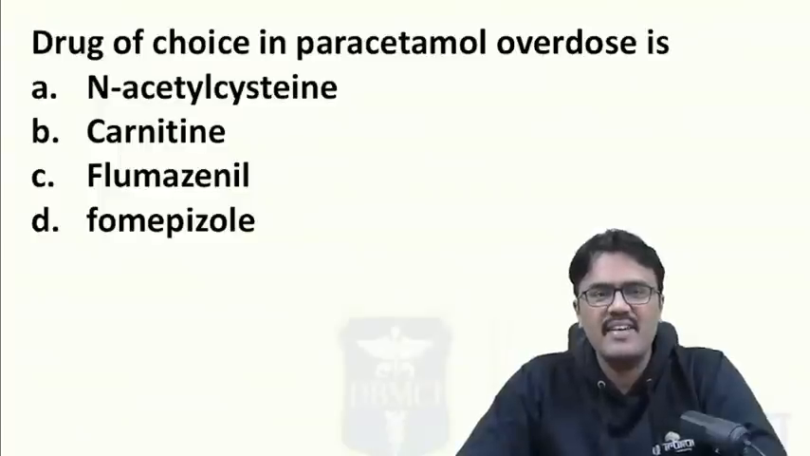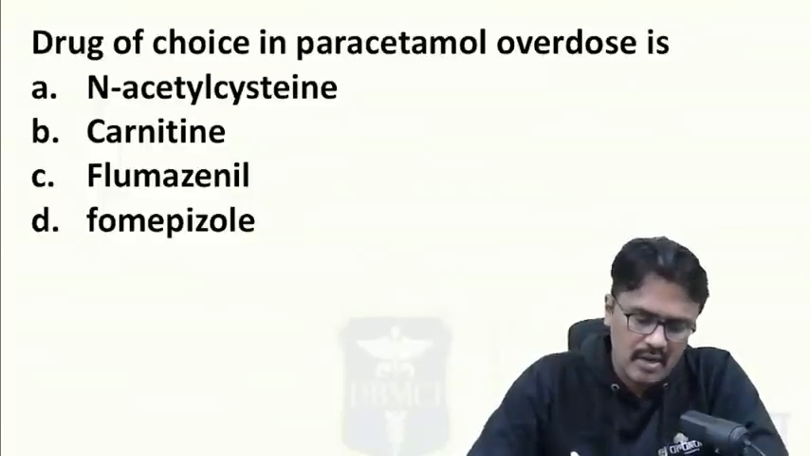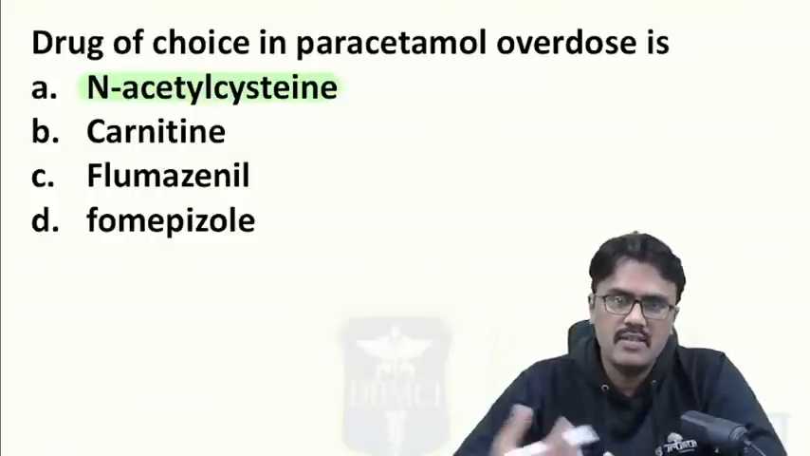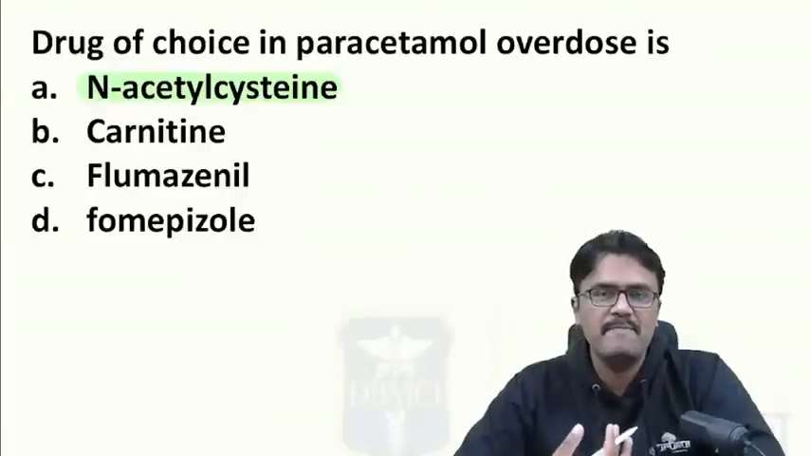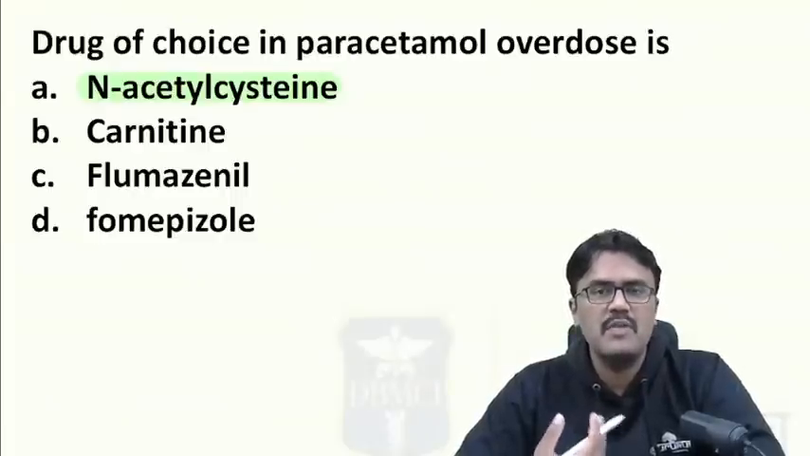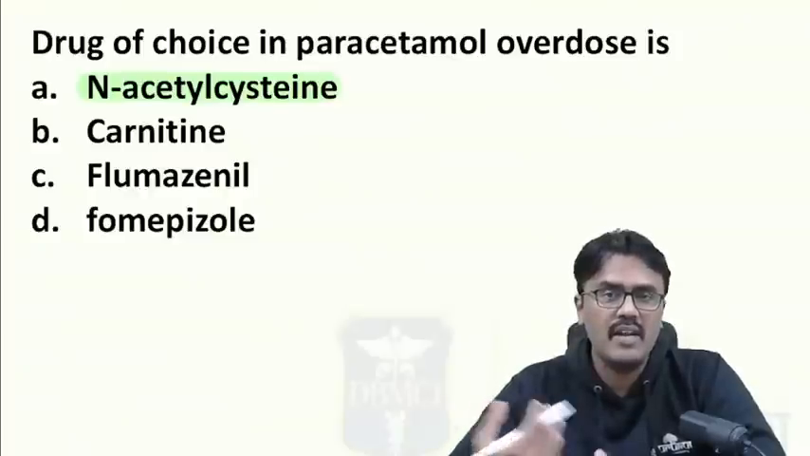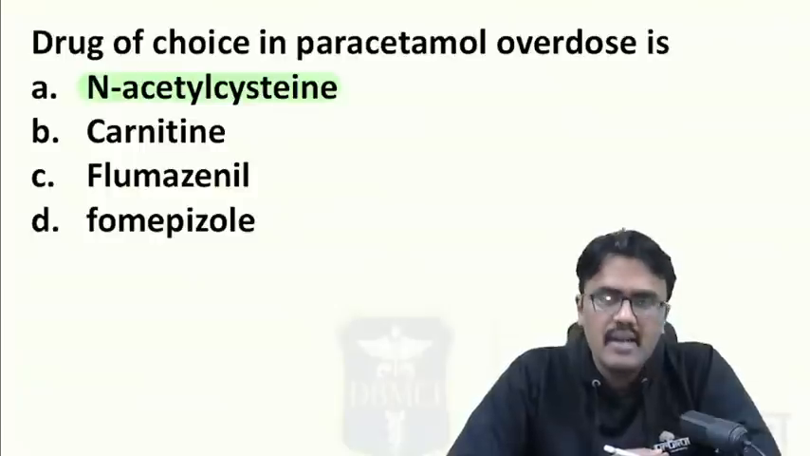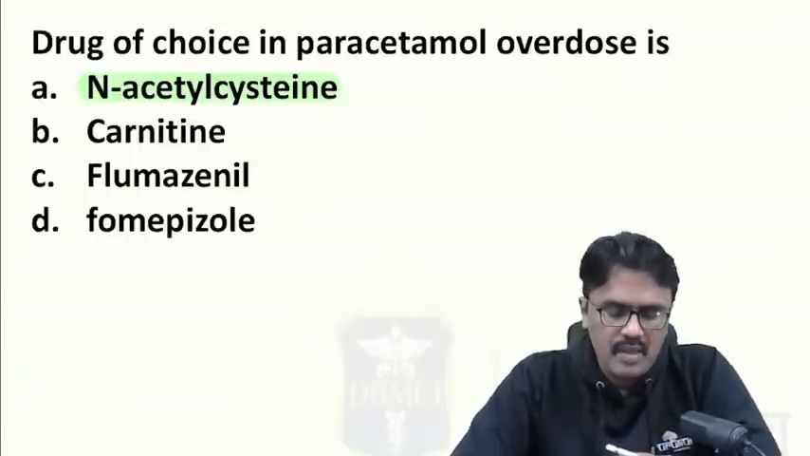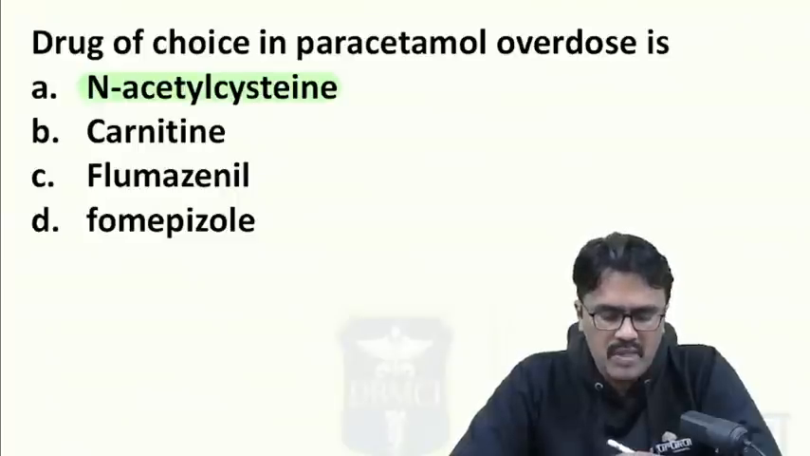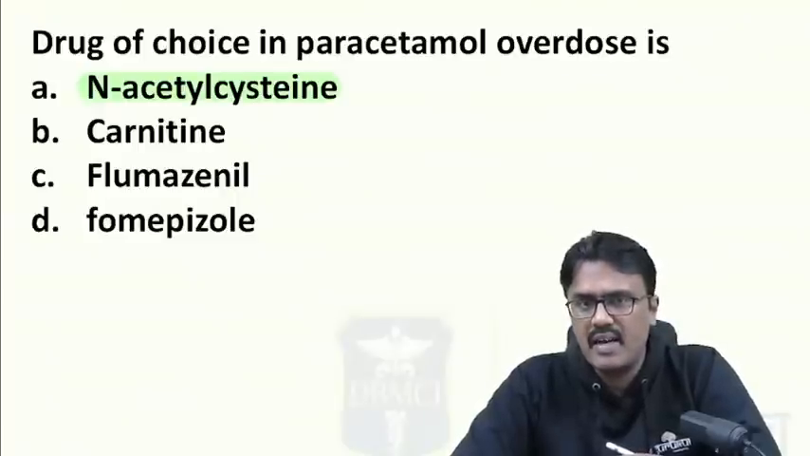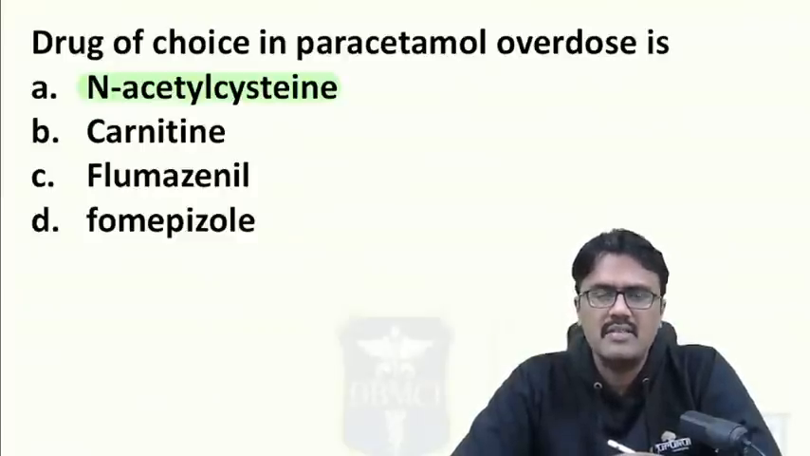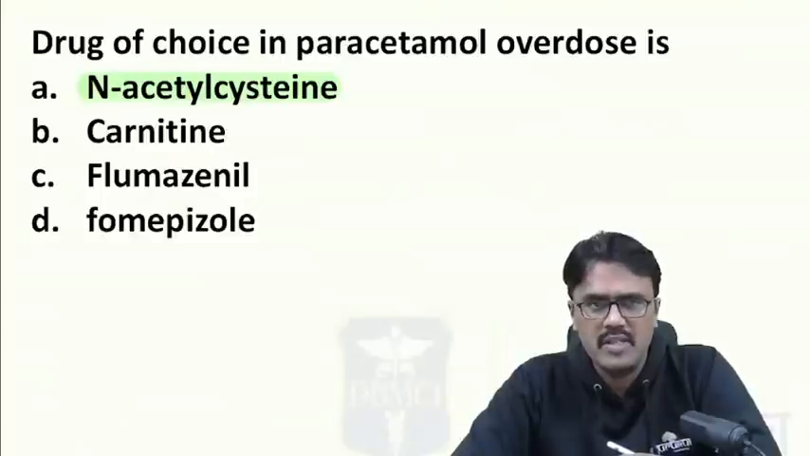Again, an easy one. Drug of choice in paracetamol overdose. It's a direct question: N-acetylcysteine. Right? So recently this appeared in INICET. They had asked NAPQI is produced by which drug. So that means you are getting a hint that paracetamol may be asked. Carnitine is used to treat mainly valproate hyperammonemia. Flumazenil is for benzodiazepine toxicity. Fomepizole is mainly for the alcohols, that is methanol and ethylene glycol poisoning.